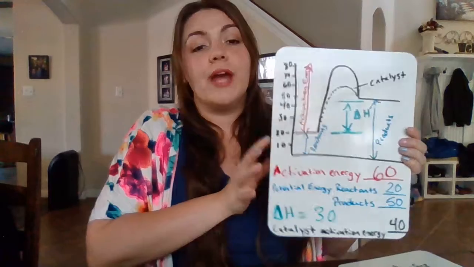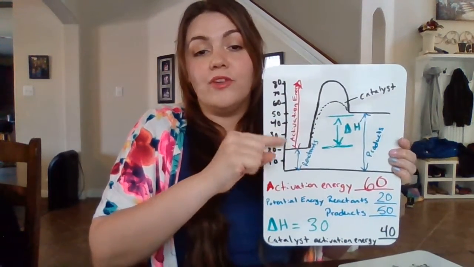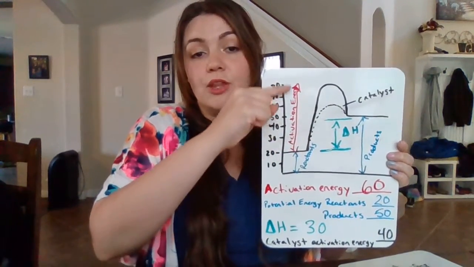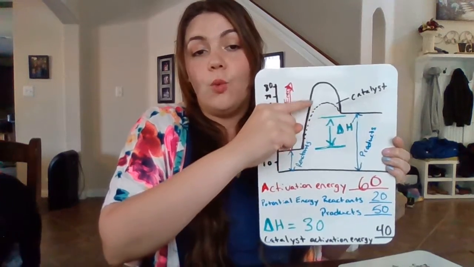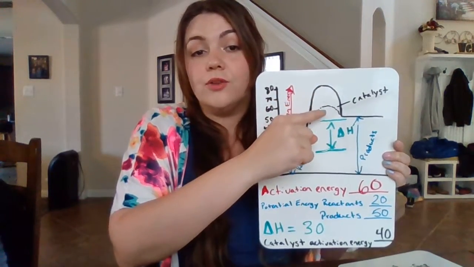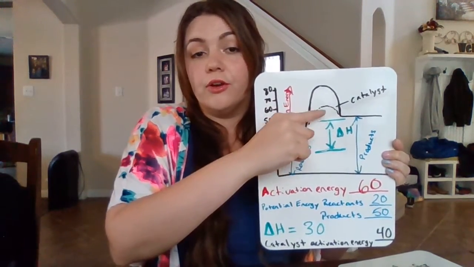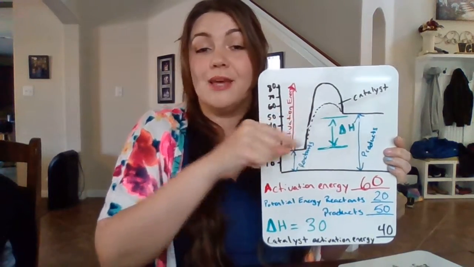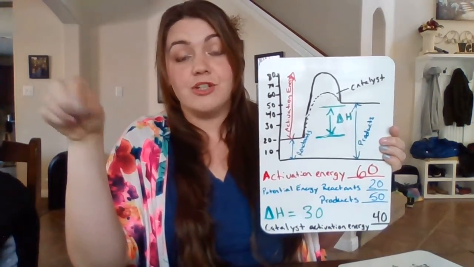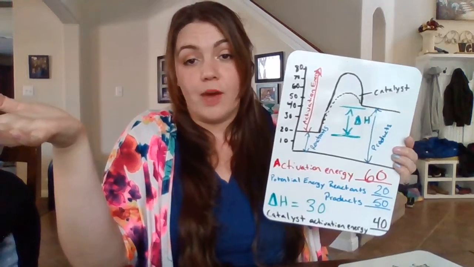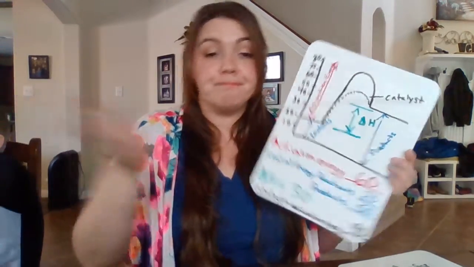How does it speed up the reaction though? It lowers the amount of energy. So remember, this is the energy I need to make the reaction go. Well, now I don't need that much. I only need this much from here to here. That's what a catalyst does. It makes the amount of energy I need for a reaction to happen less. So that would make it speed up if I need less energy.